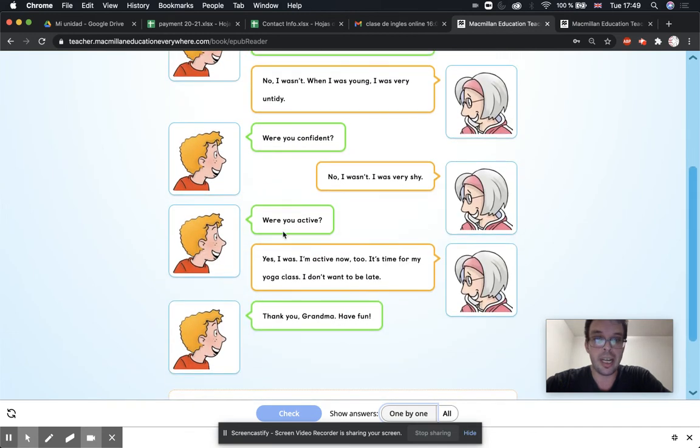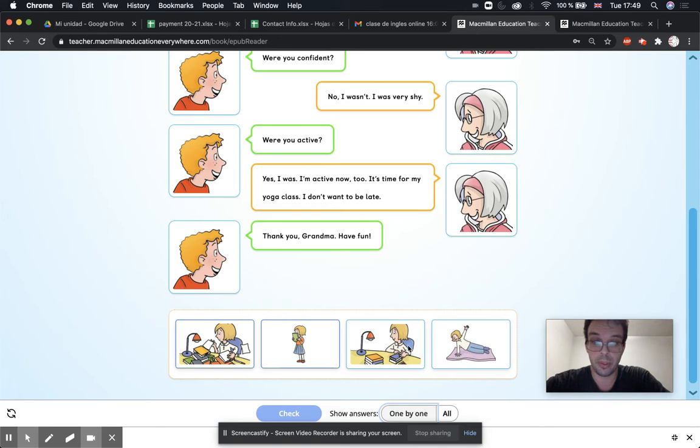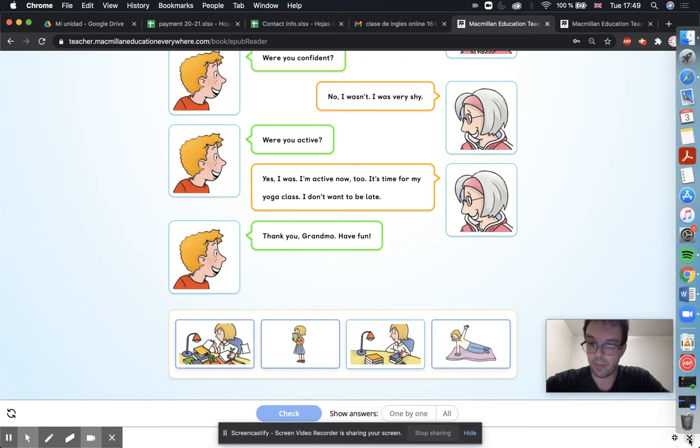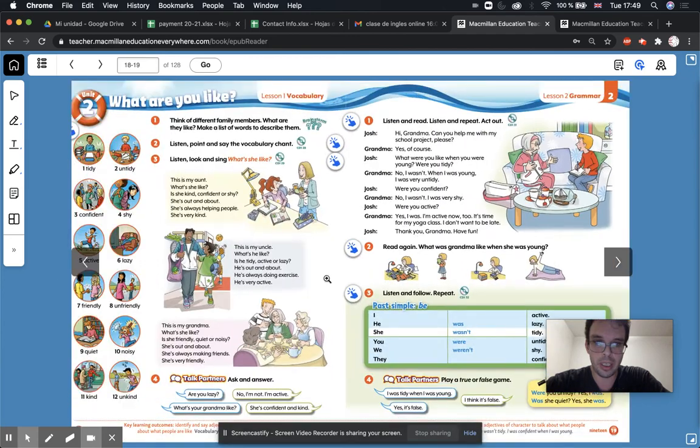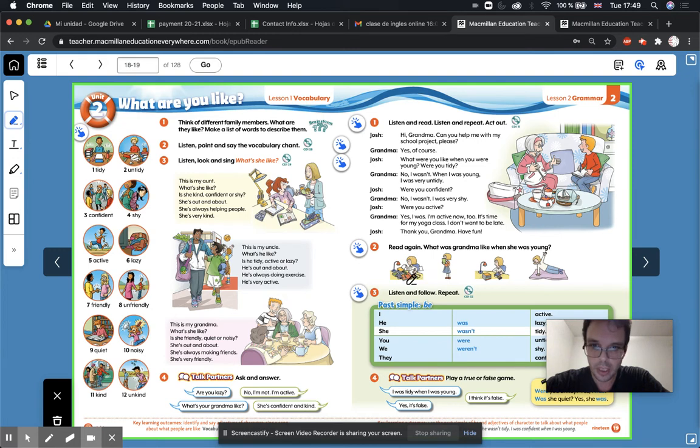He says, "Were you active?" And she says, "Yes, I was. I'm active now." So she was active. Which one is active? This one. Okay. So we can circle these three. So what was Grandma like when she was young? Well, I'm going to say she was untidy, so we can circle this. She was shy, and she was active. Yeah, she was untidy, she was shy, and she was active.